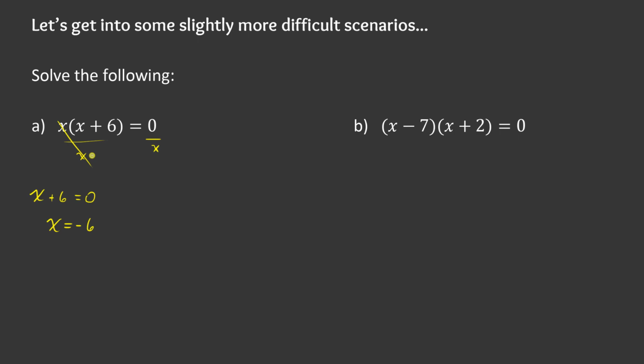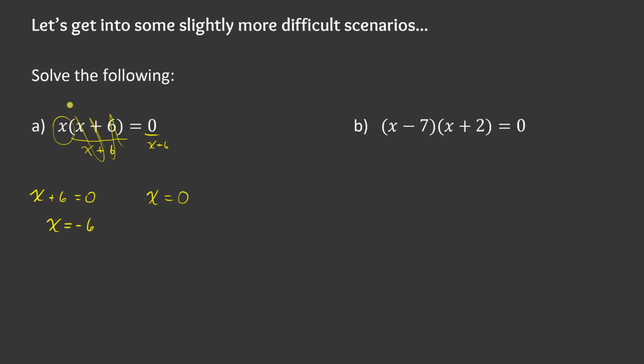So what if I didn't divide by x on both sides? Let me quickly erase that. What if instead I actually divided by the x plus 6 on both sides? Not something you'd be used to, not something you would typically do, but the x plus 6's would cancel. 0 divided by anything is still 0, and I'm left with x. So I'd be left with x equals 0.